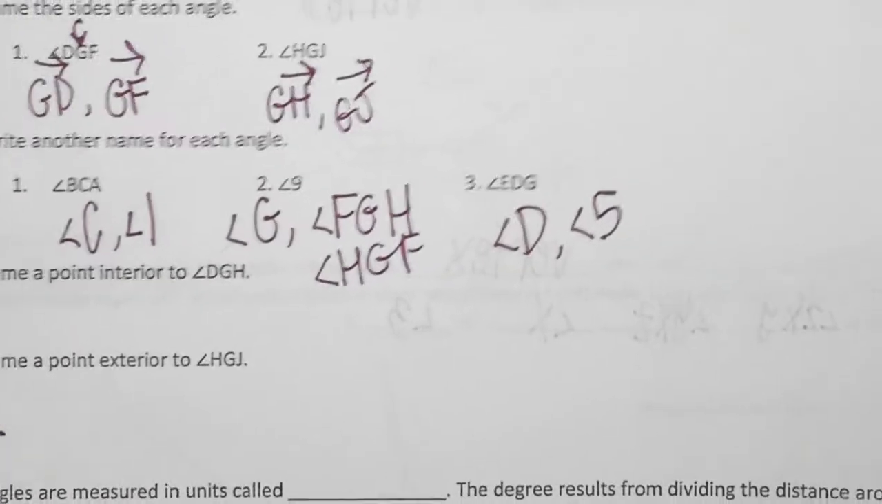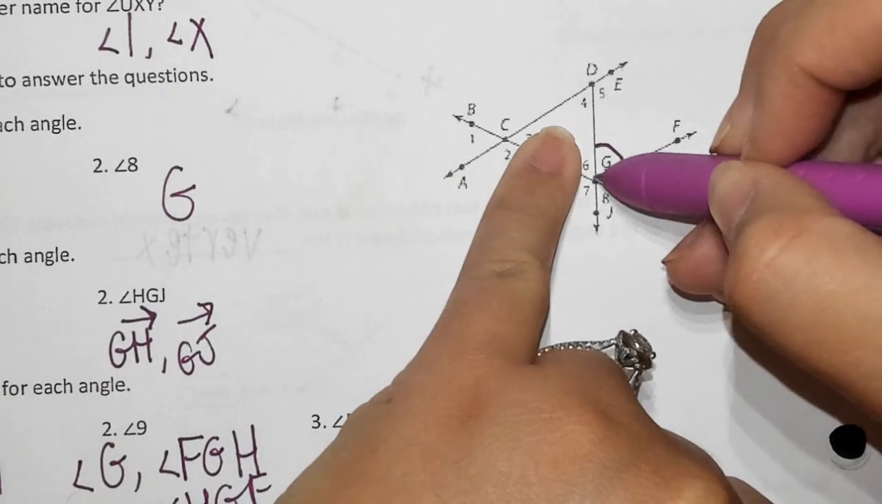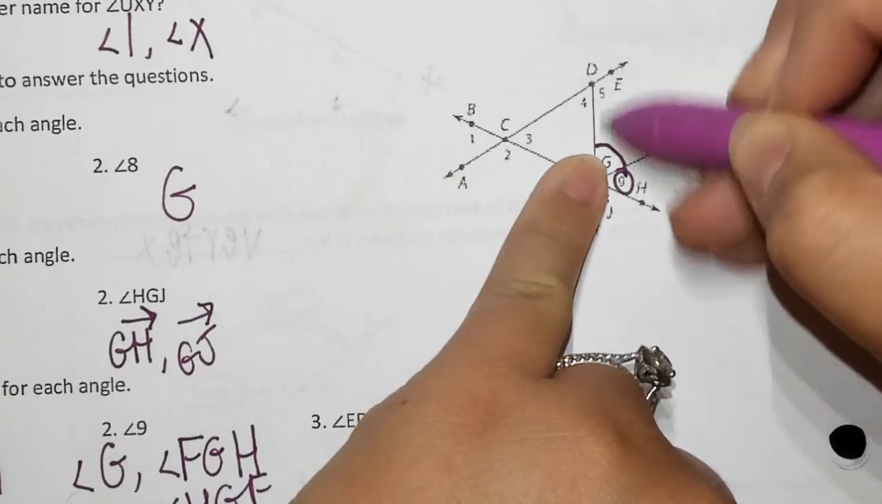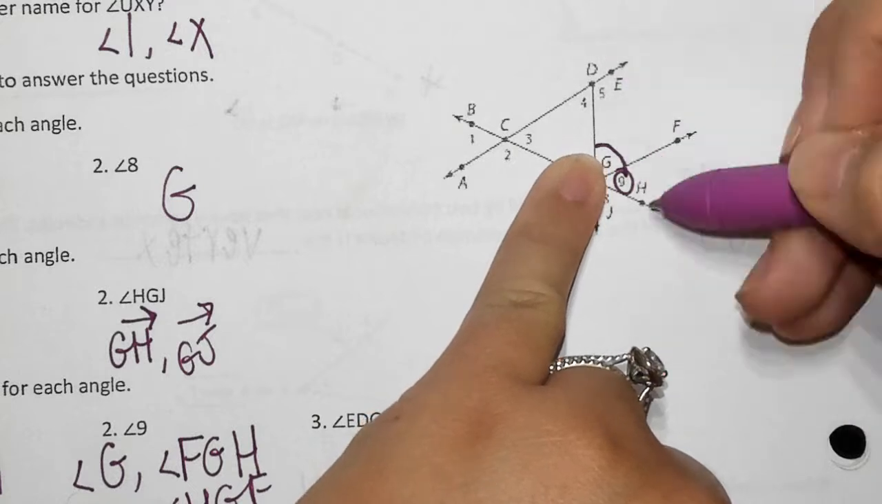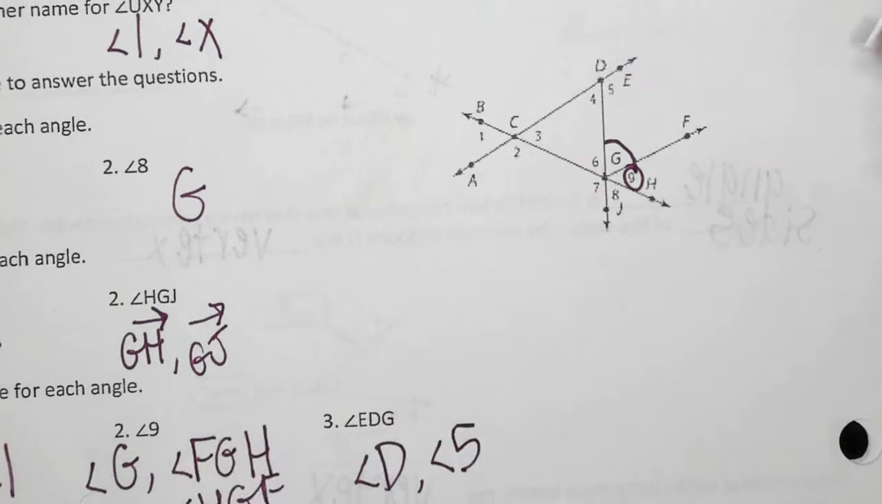All right, let's name a point interior to DGH. So here's D to G to H. Anything that is inside right here. What 2 points? E and F. Good.